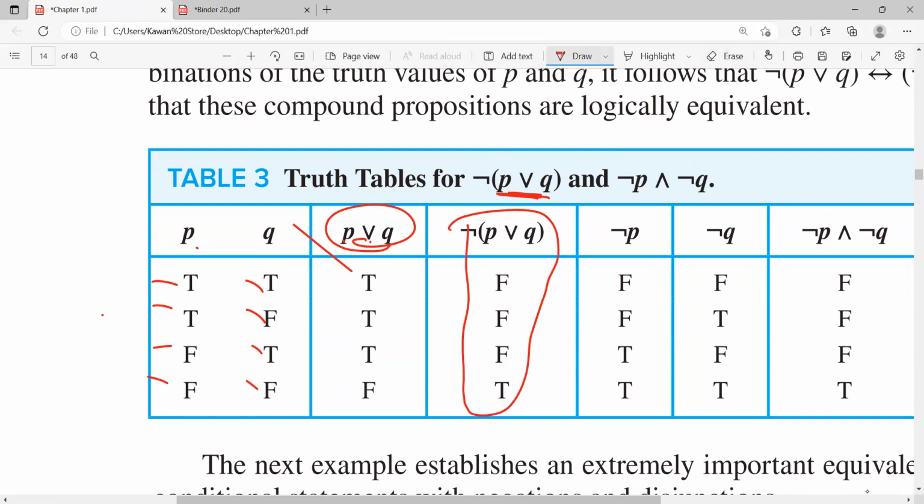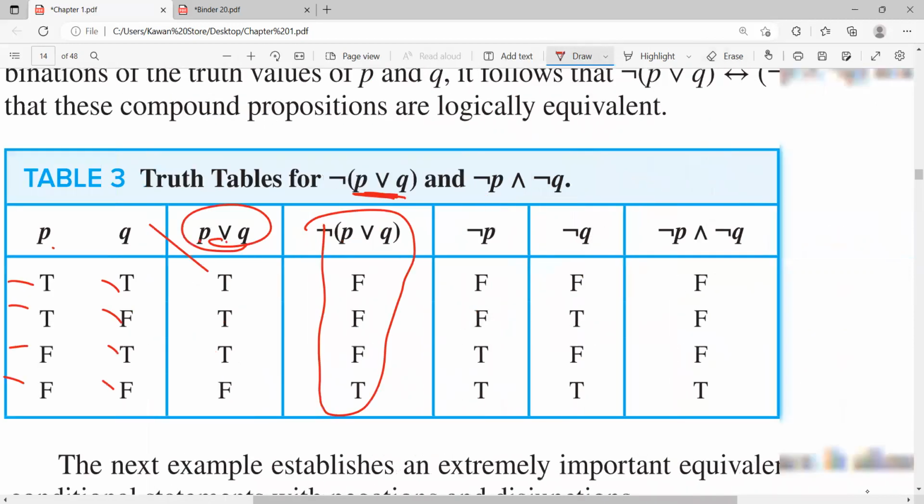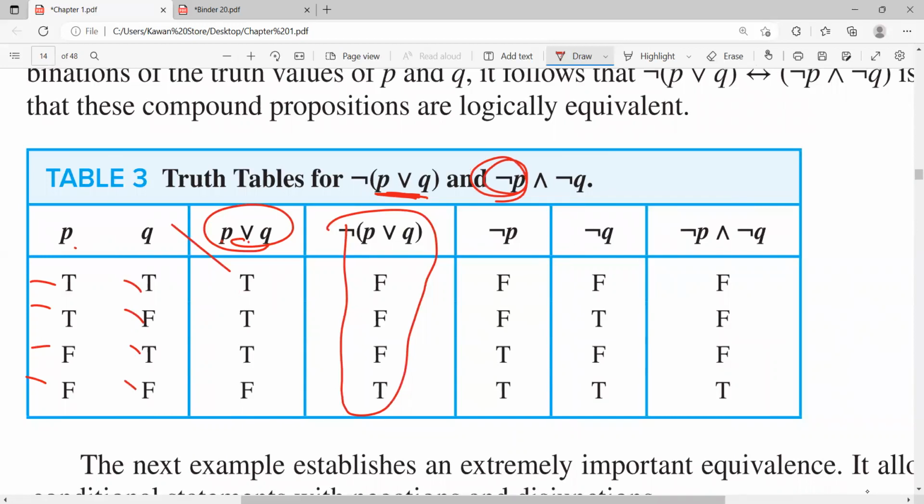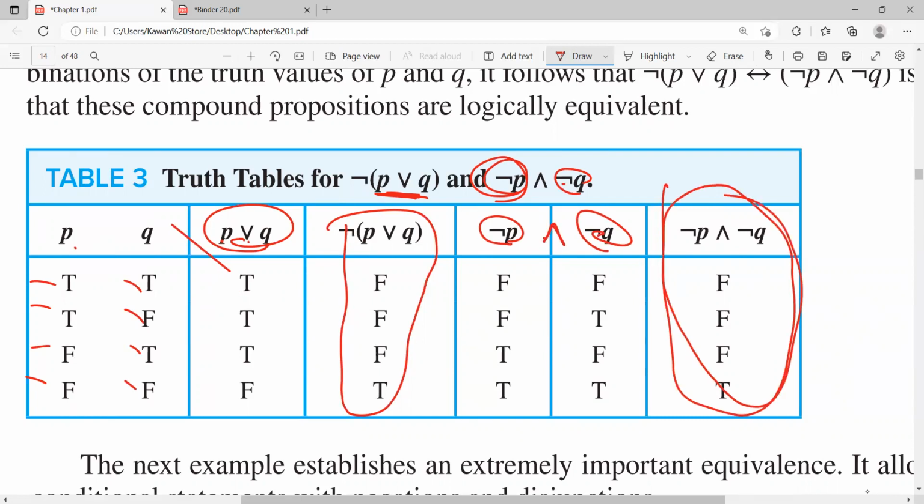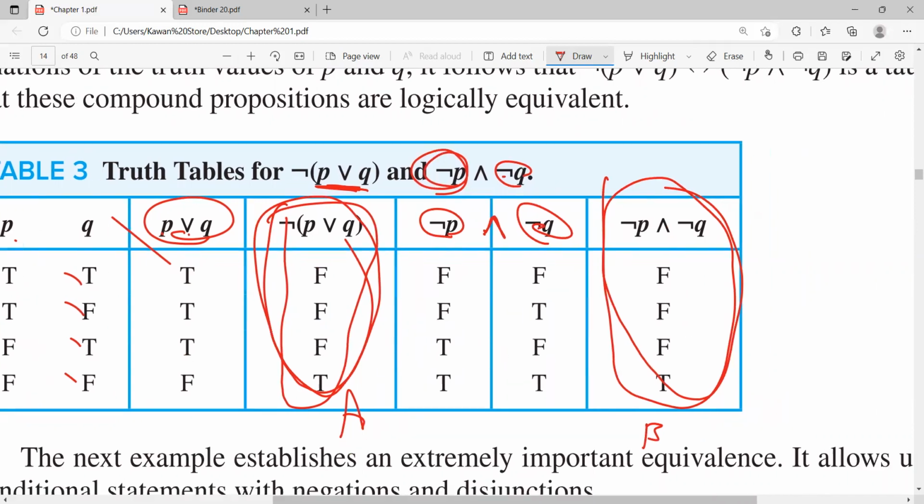Now this is your first part. Now find negation P and negation Q, then the and between them. This will be your result. To show these two are equivalent, A and B, we should find if and only if between them to get a tautology. Understood?